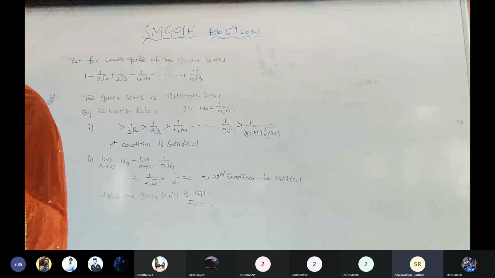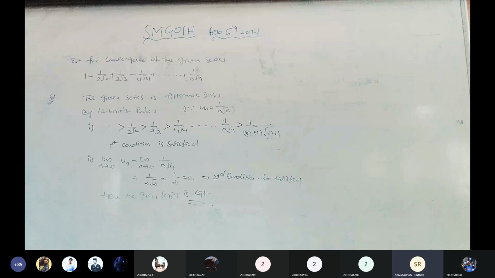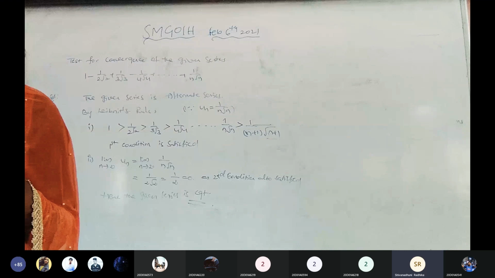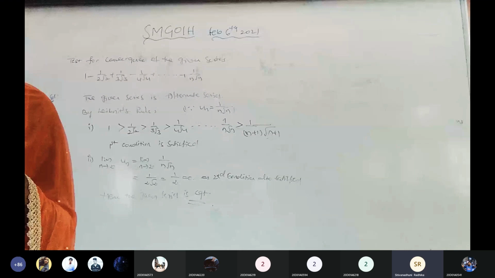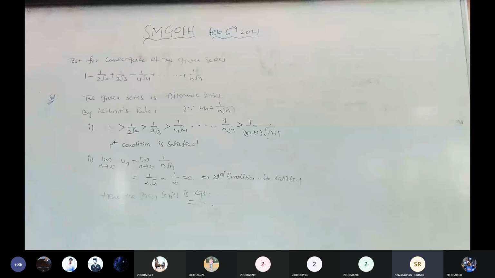Among the two conditions, if even one condition is not satisfied, then it is not a convergent series. If both conditions are satisfied, then the given alternate series is convergent. Otherwise, the given is not a convergent series. Is it clear with you? Any doubts?